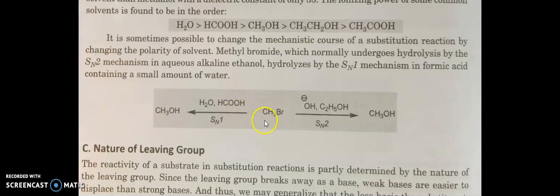So you can see here CH3Br undergoes SN2 reaction, forming CH3OH. If you change the solvent, in place of ethanol you can take formic acid, and here is the water. So this path is favored by SN1 reactions and this path is favored by SN2 reactions. Why? Due to solvent effects.